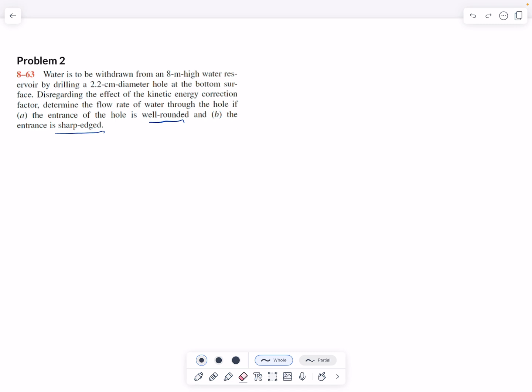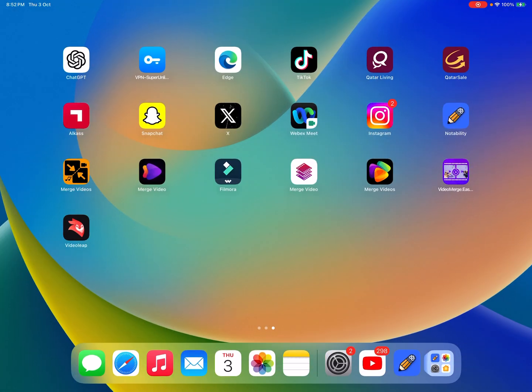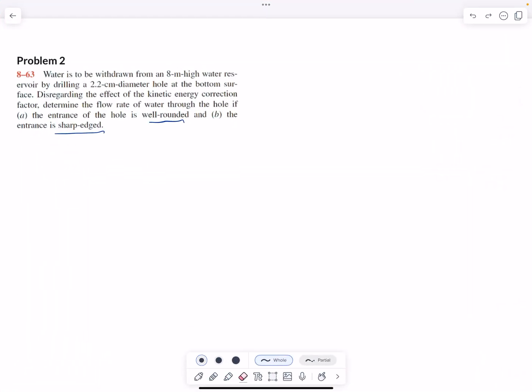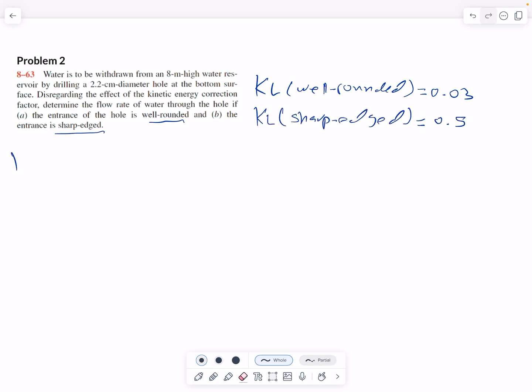As I told you from the previous video, when the entrance is well rounded the loss coefficient KL has one value, and when it is sharp edge it has another value. How do we find these values? From this table. As you can see, the sharp edge KL equals 0.5, and the well rounded KL equals 0.03. So we write that KL well rounded equals 0.03, and KL sharp edge equals 0.5.